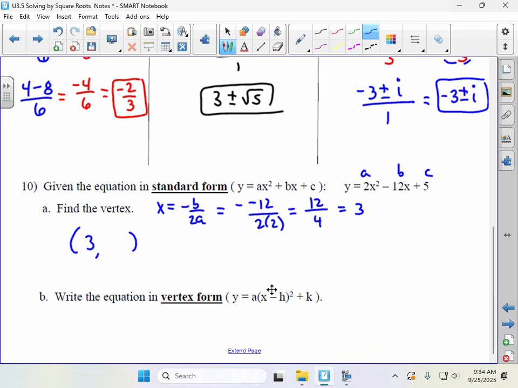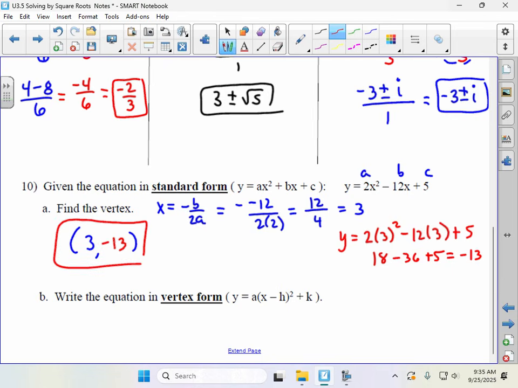So now to get the y-coordinate, we're going to plug 3 in for all the x's. So again, you could use your calculators for this if you want, that's fine. So again, just plug 3 in. 3 squared is 9 times 2 is 18. Negative 12 times 3 is negative 36 plus 5. 18 minus 36 is negative 18 plus 5 is negative 13. All right, so that's negative 13. So here's our vertex, 3, negative 13.